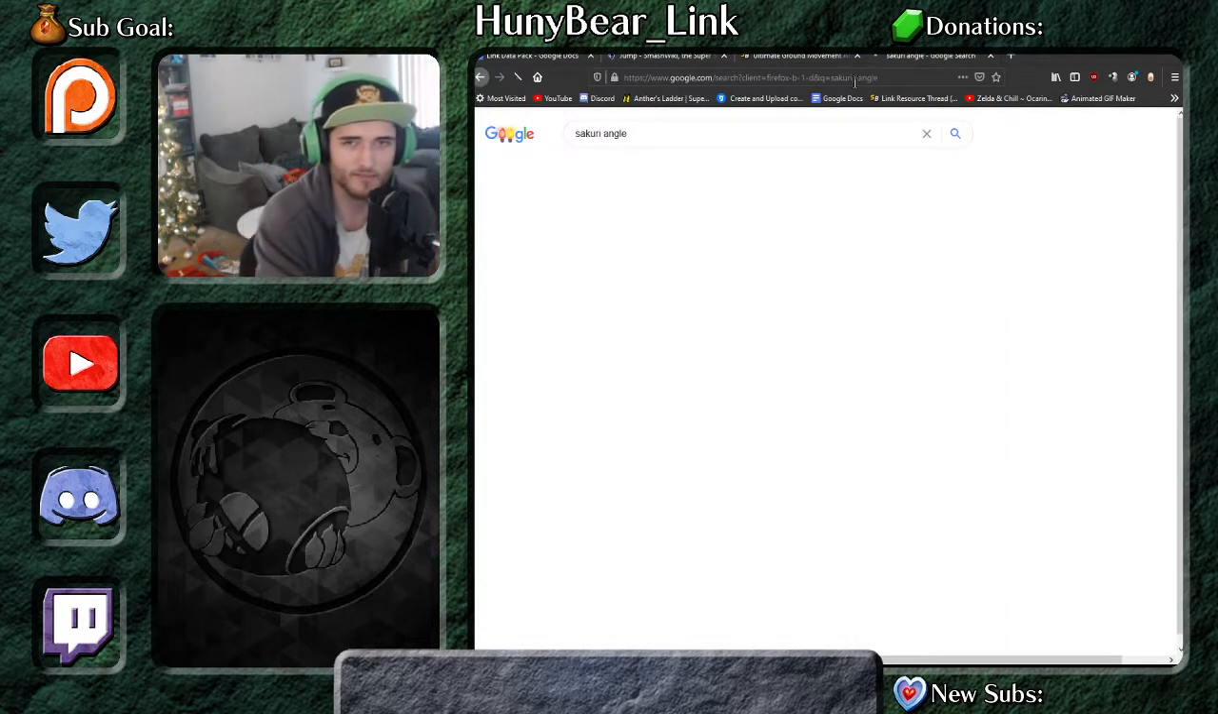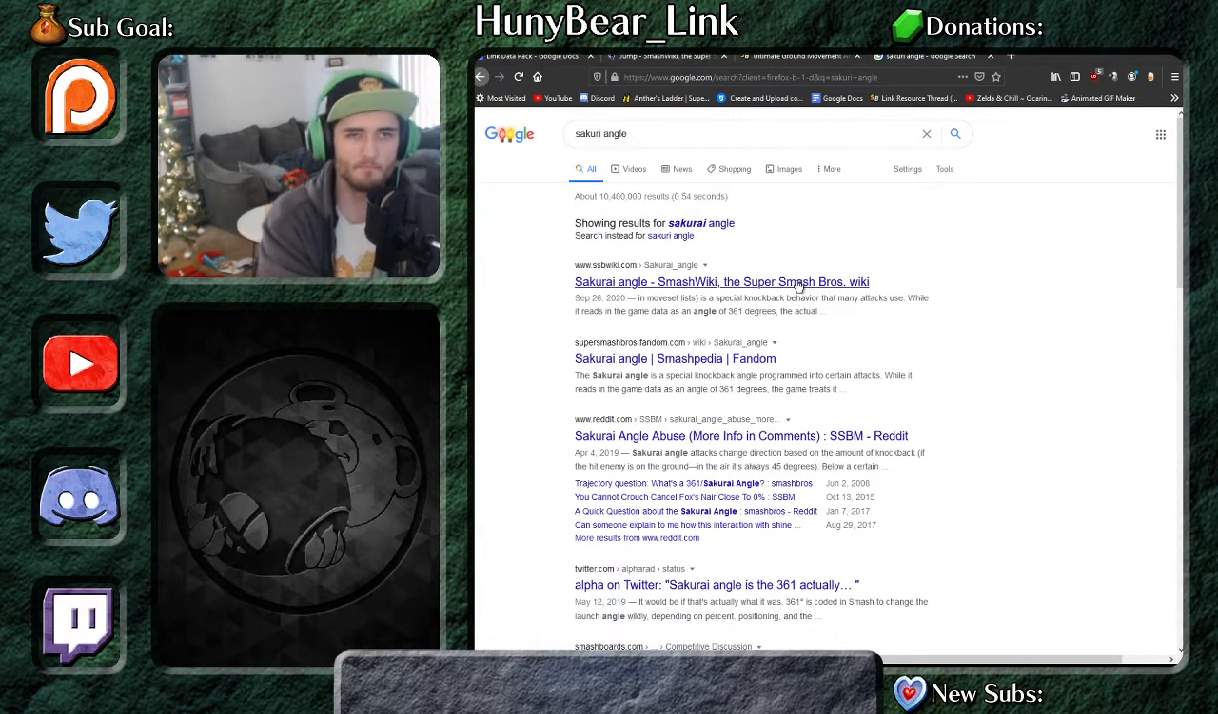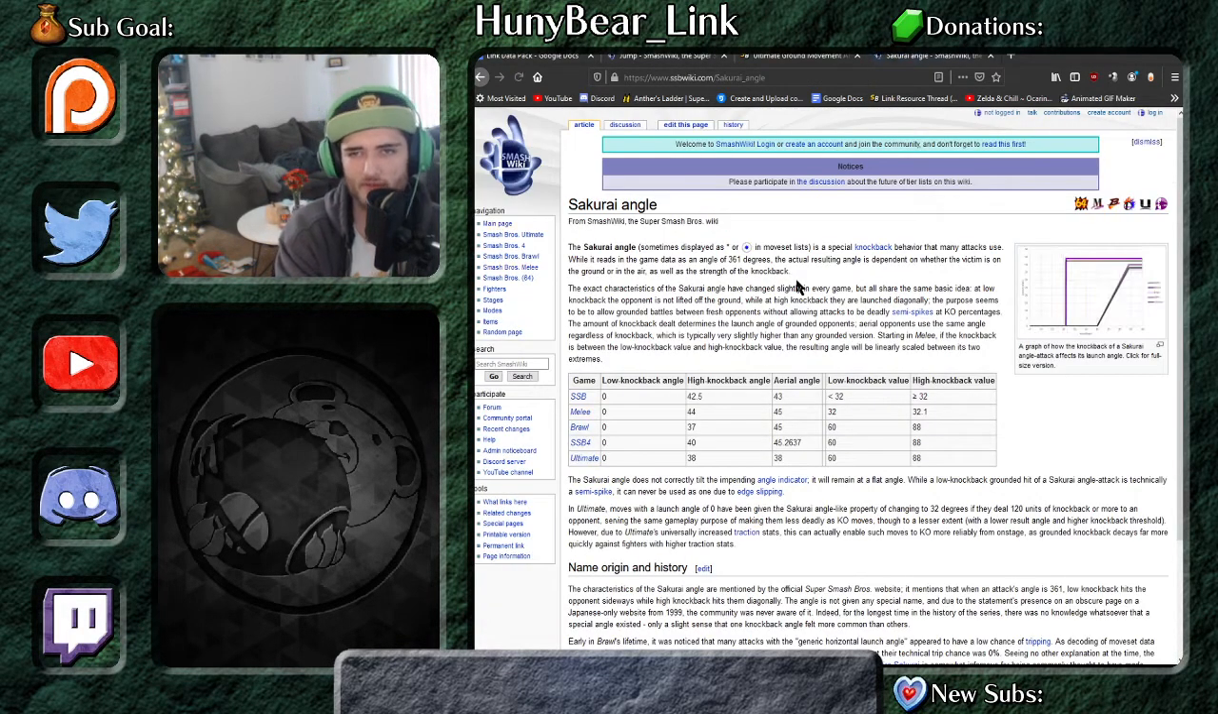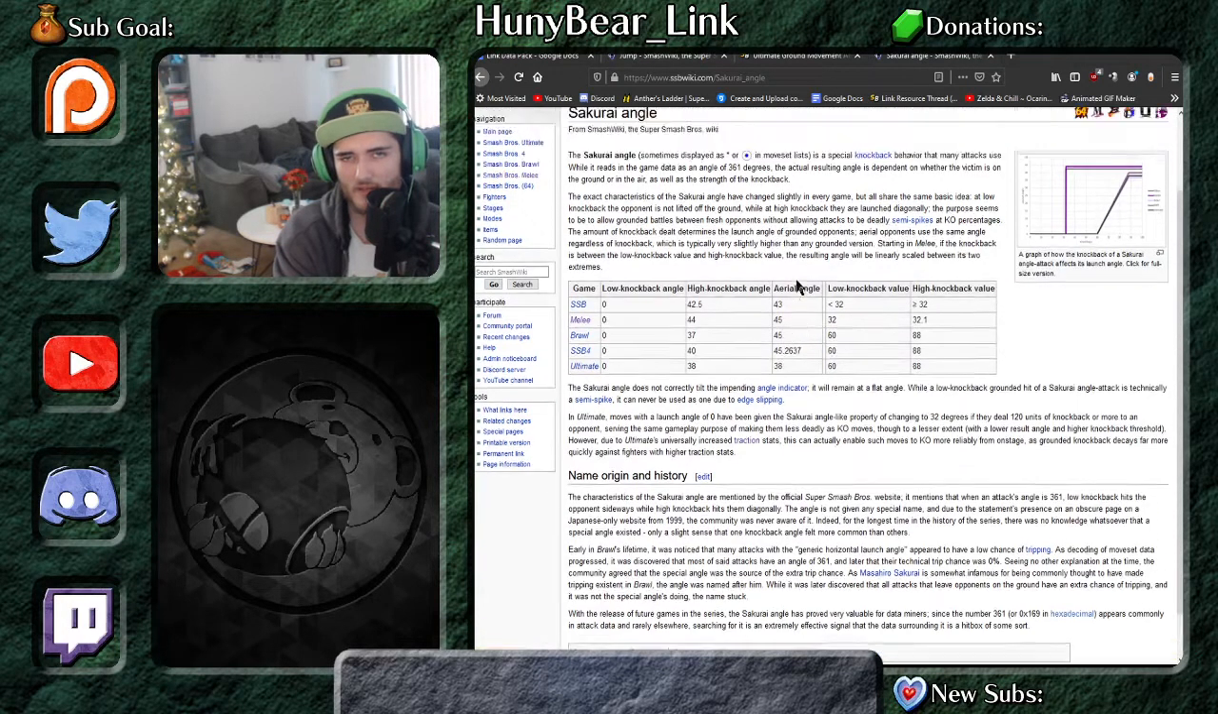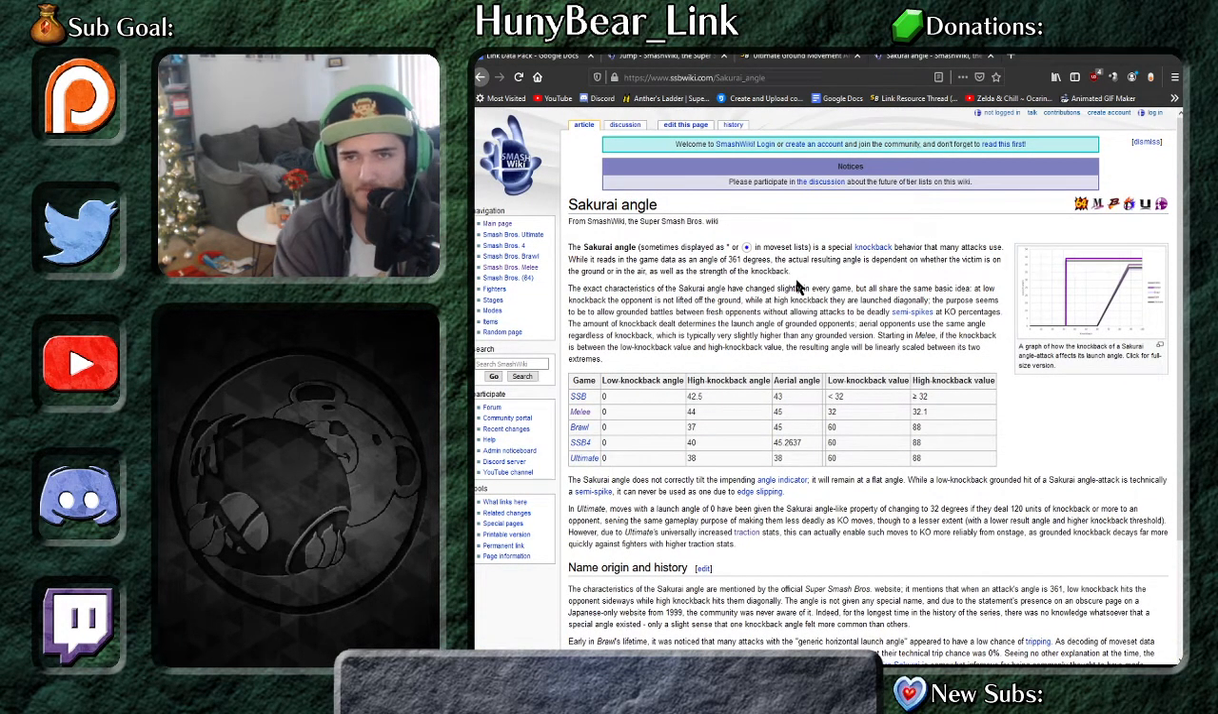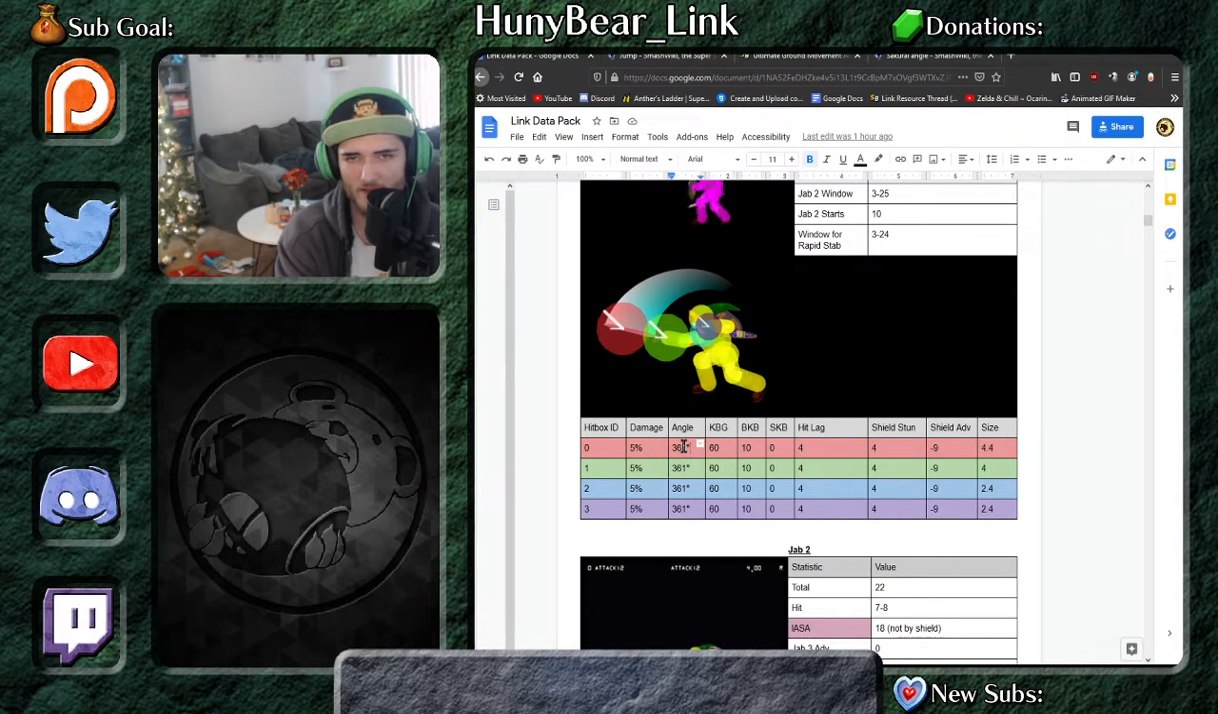So a Sakurai angle is basically just sends you up and away. But if you're below a certain threshold, it will act as a semi-spike. So if the attack doesn't do enough knockback, you'll be sent at a semi-spike angle. But if it does exceed a certain amount of knockback, you'll be sent at this angle. And that's what these lines are. These are the indication of the angle the move sends you.